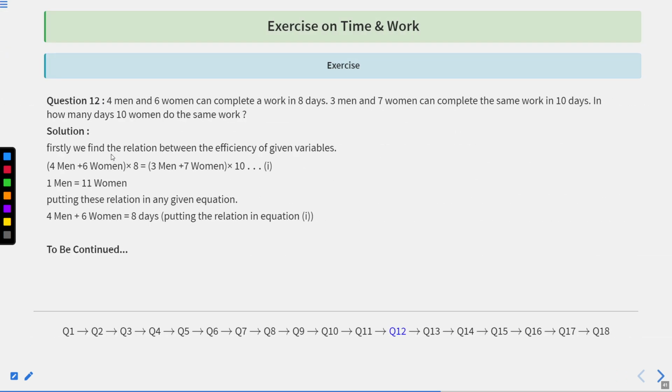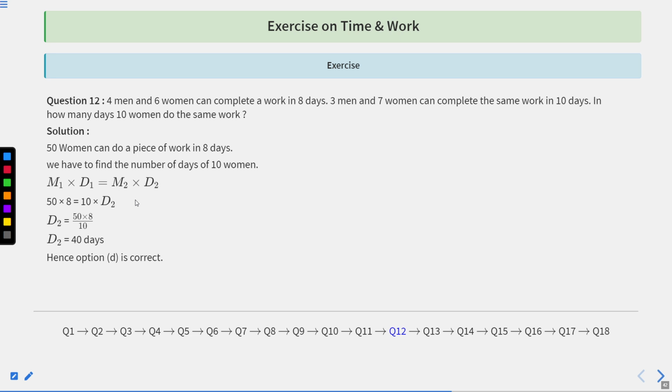So firstly, we find the relation between the efficiency of the given variables. So 4 men plus 6 women times 8 is equal to 3 men plus 7 women into 10. That is equation number 1. So 1 man is equal to 11 women. Putting this relation in the given equation, 4 men plus 6 women will be equal to 8 days, so 50 women can do a piece of work in 8 days.